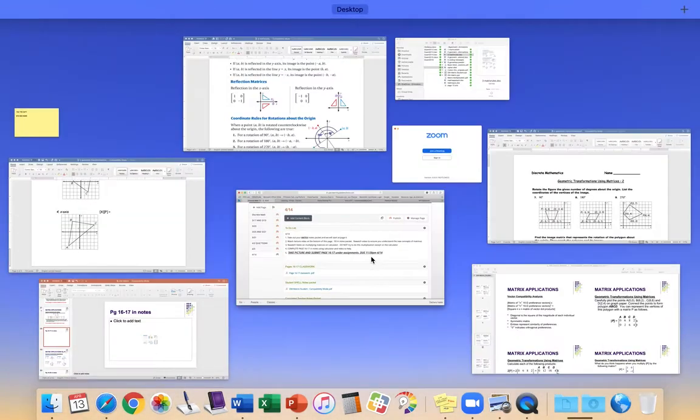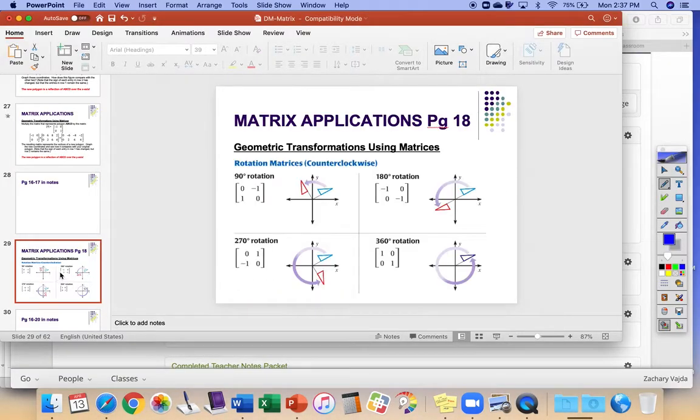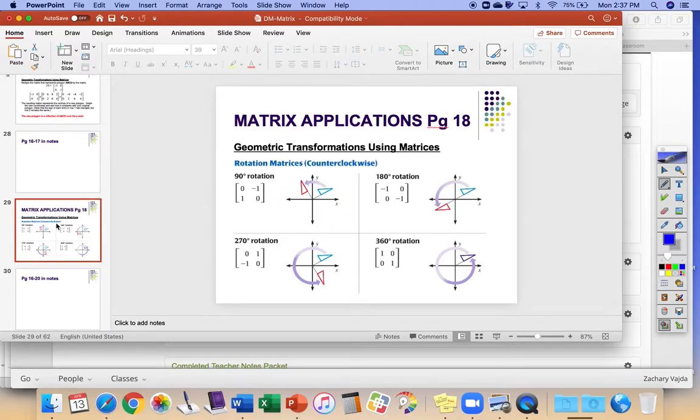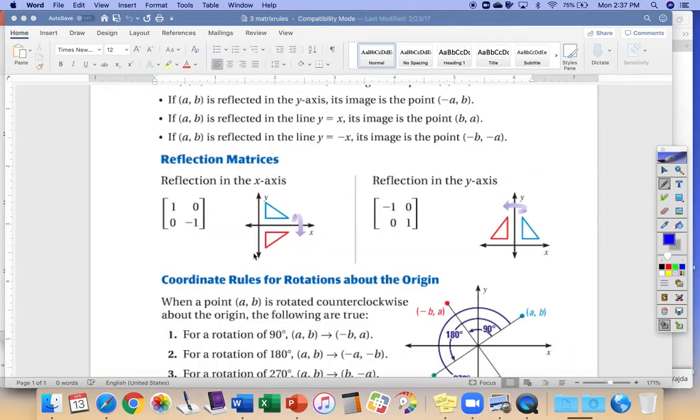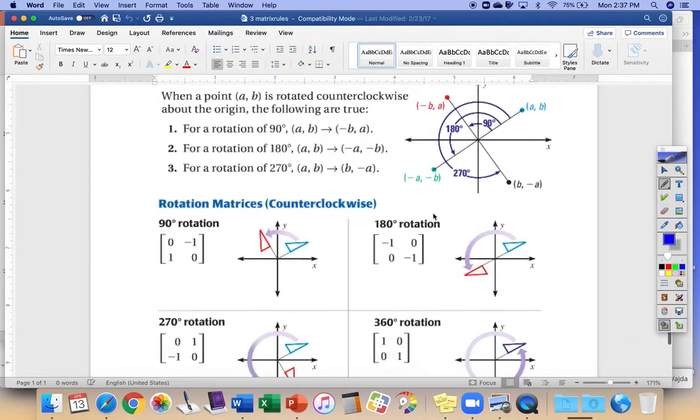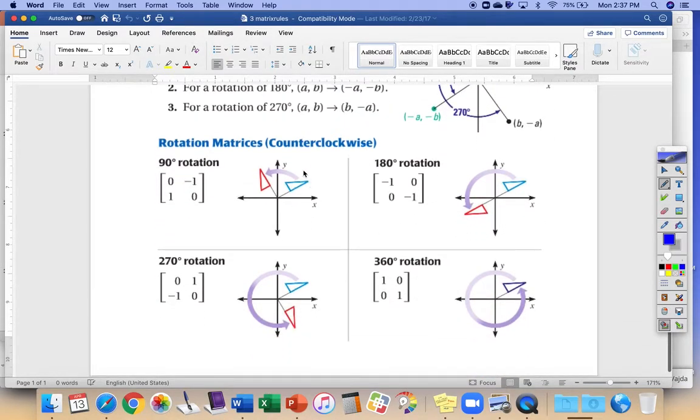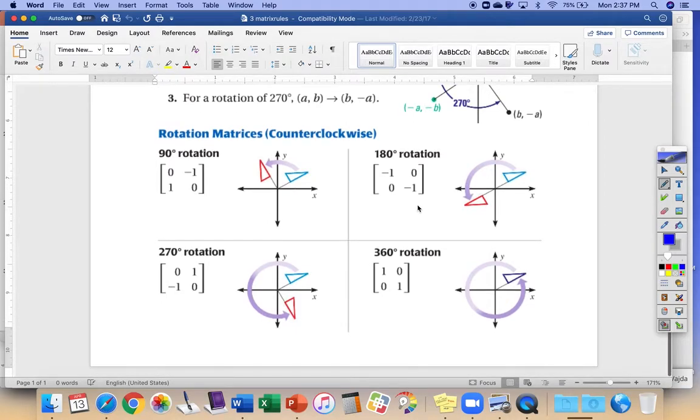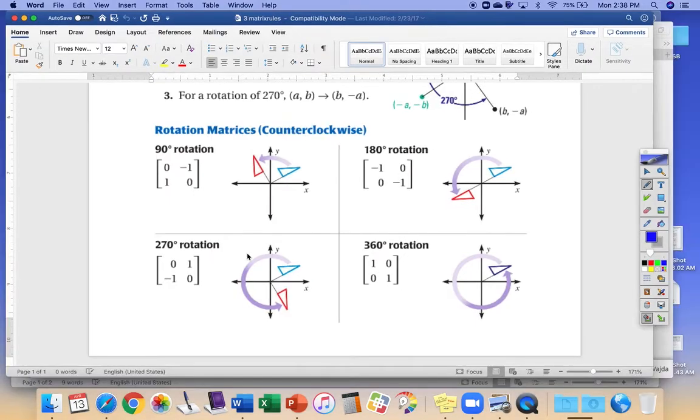Now, for next class, I want to show you all we're going to do is change one thing. On page 18, you will see that below the reflection matrices, this one and this one, is the rotation. See, rotate matrices. Basically the same, just with the negatives and the ones in different spots. For next class, you're going to use these 4 matrices right there, page 18 again. I will put that on my website.